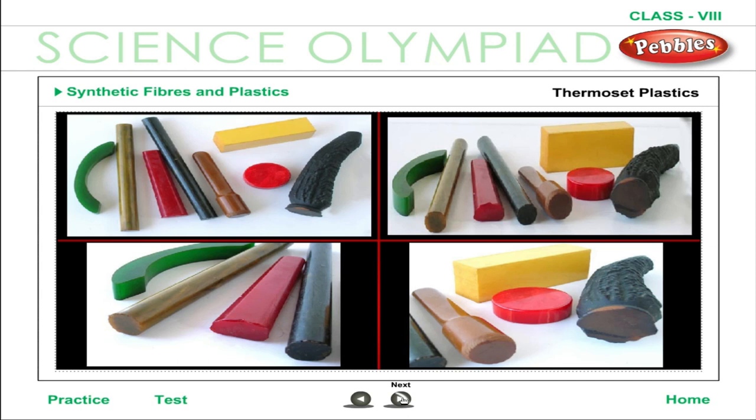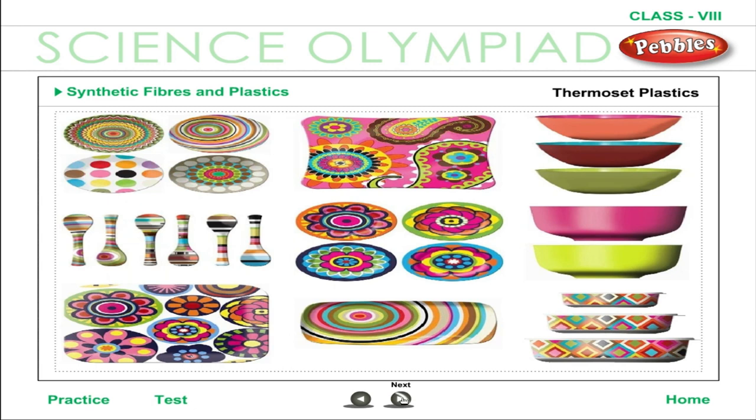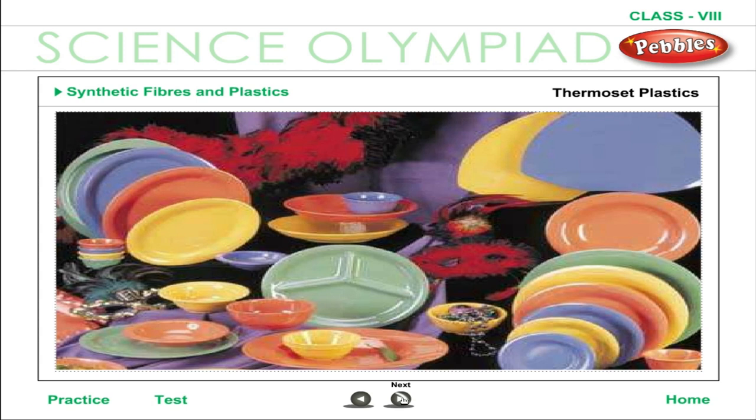Melamine is a versatile material. It resists fire and can tolerate heat better than other plastics. It is used for making floor tiles, kitchenware, and fabrics which resist fire. The figure shows the various uses of thermoplastics and thermosetting plastics.